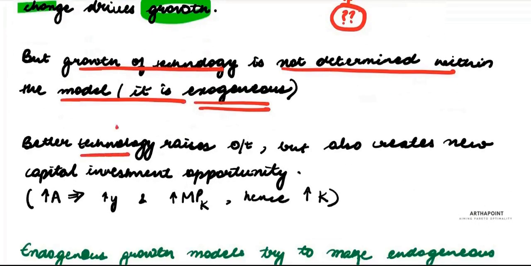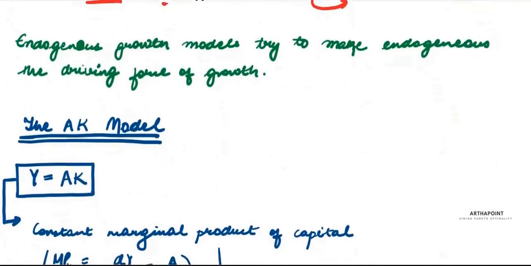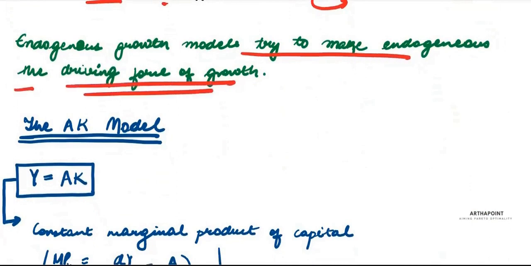Better technology definitely increases output, but it also creates more investment opportunity. So more output, more investment also implies more capital, but also implies that there is diminishing return. This is what the Solow model suggested. Endogenous growth models try to make the driving force of growth endogenous. So they define within the model what is the reason for growth.